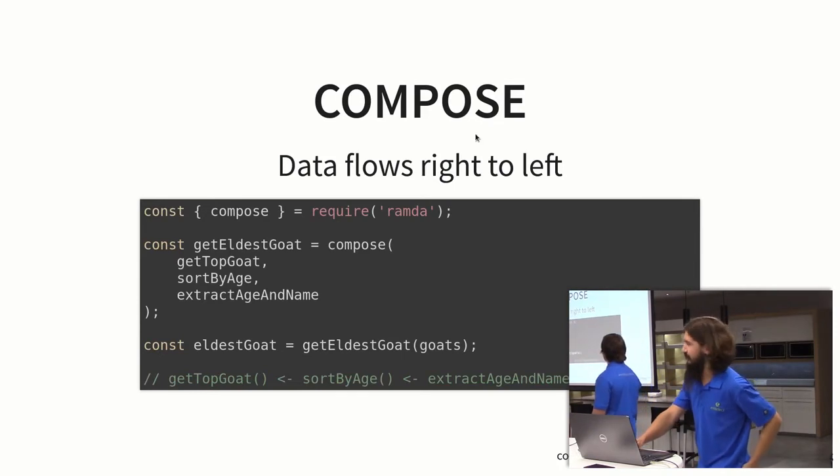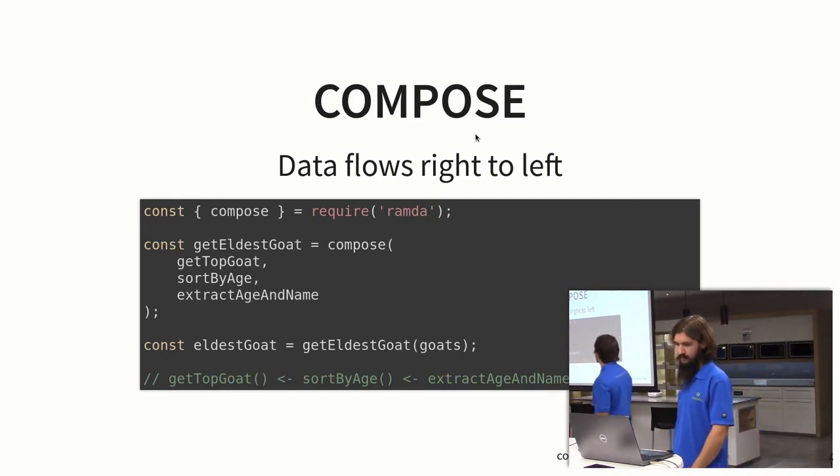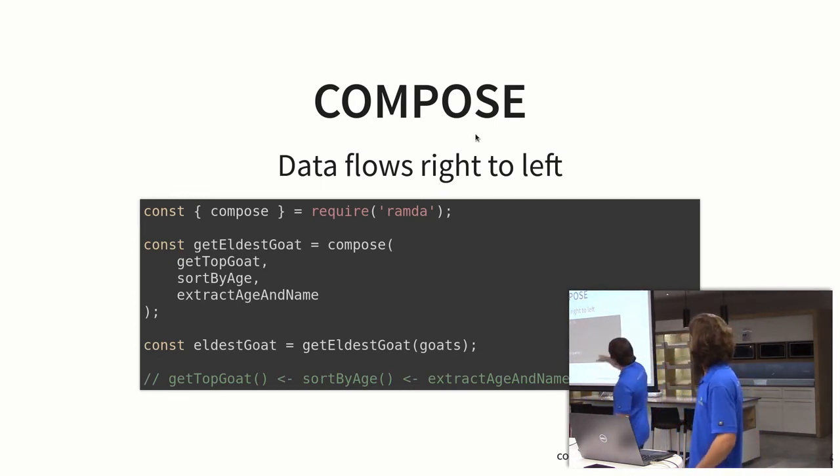compose. Okay. So compose is a function that you use every day in Ramda. It's the best. All you do is you define all your functions that you want to run, okay, and they are in reverse order to how you're reading them right now. And then when you apply it, your data gets passed through from right to left. So if we look at our getOldestGoat function that we define, we've got all our functions: extract age and name, sort by age, and get top row. That's the order.